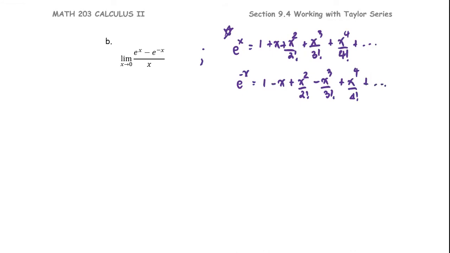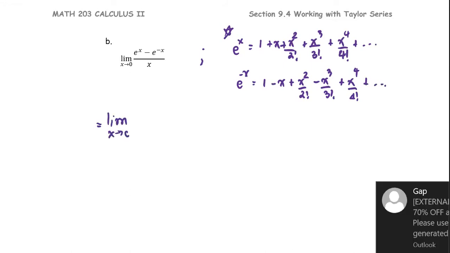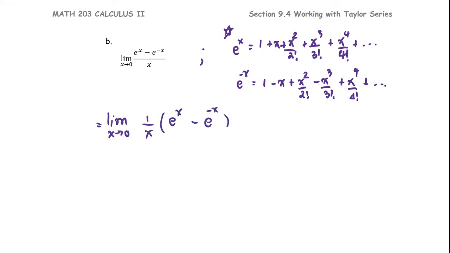Now we replace them into the expression of the limit. So the limit as x approaches 0, we write it as 1 over x multiplied by e to the power x minus e to the negative x. So the limit as x approaches 0, 1 over x.